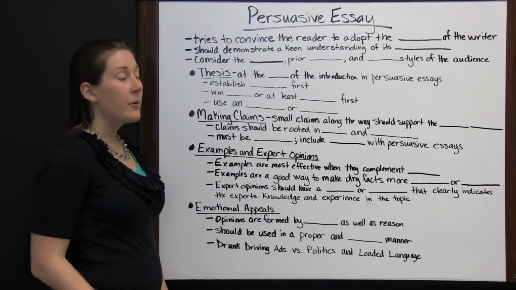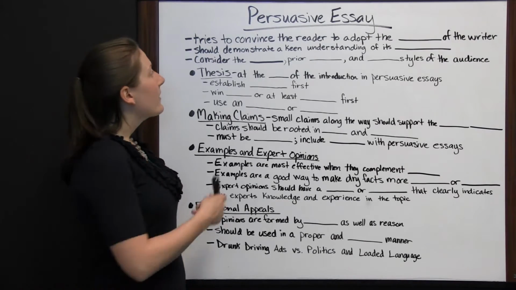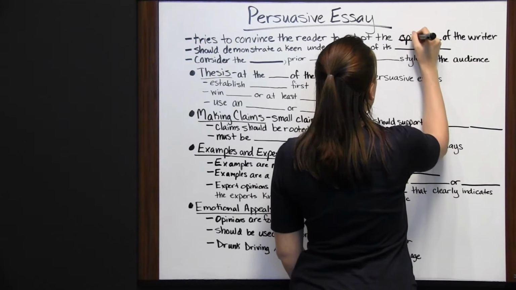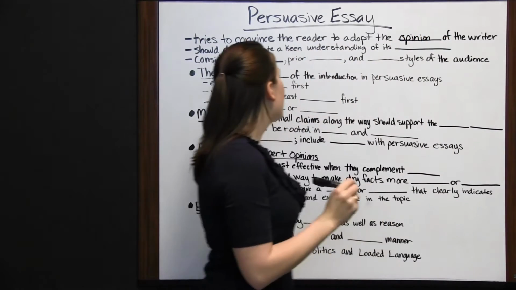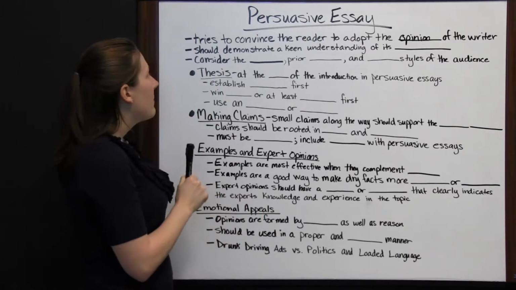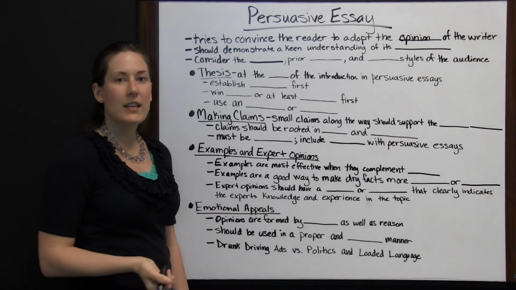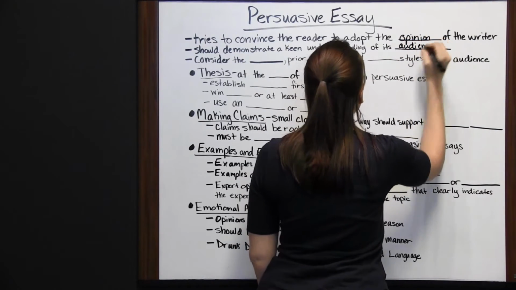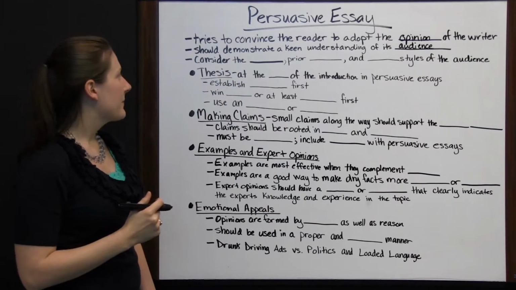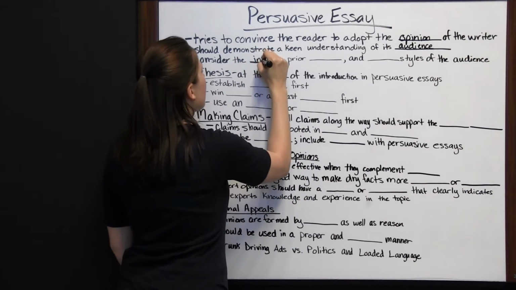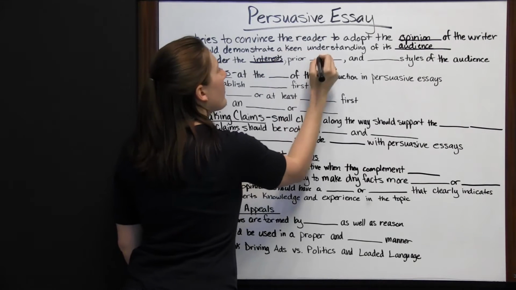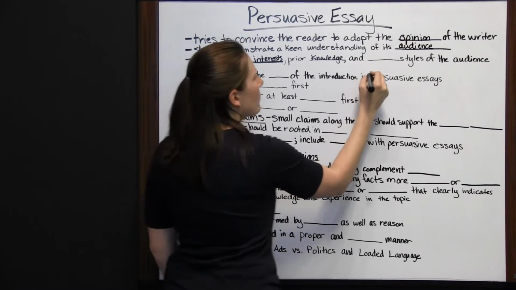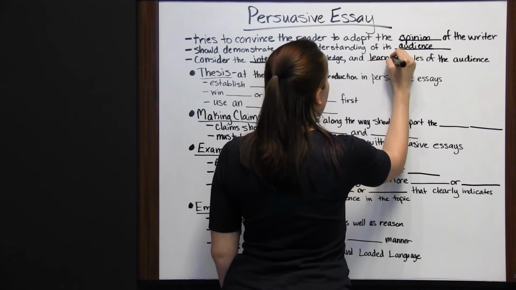Persuasive essays. When writing a persuasive essay, the writer will try to convince the reader to adopt the opinion of the writer on a particular issue. They do this in many different ways, but they should demonstrate a keen understanding of their audience. You need to know who you're writing to, who you're trying to convince of this opinion. Consider the interests, prior knowledge, and learning styles of the audience.